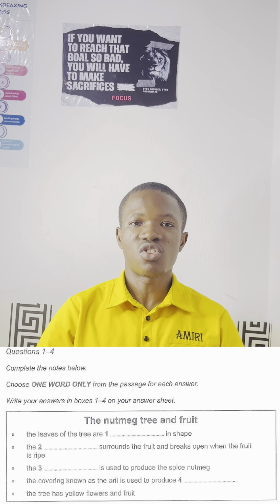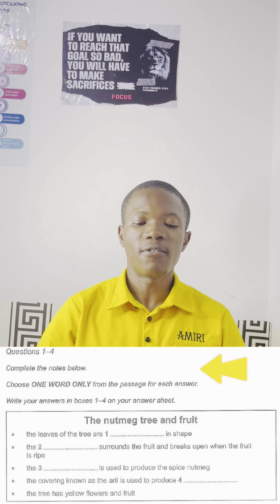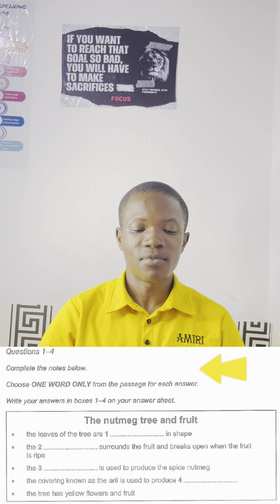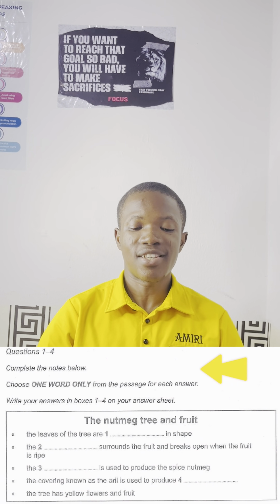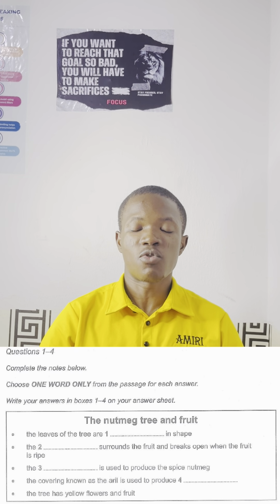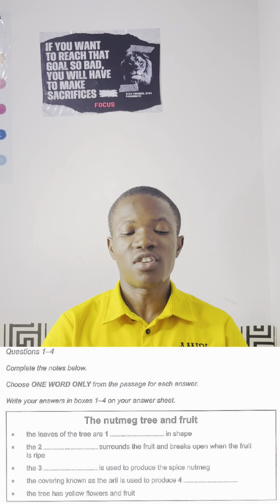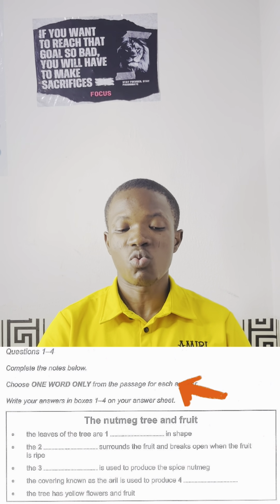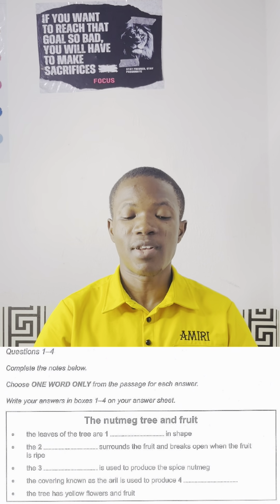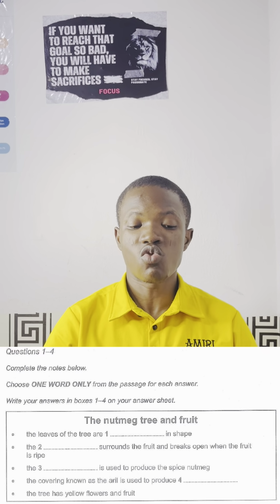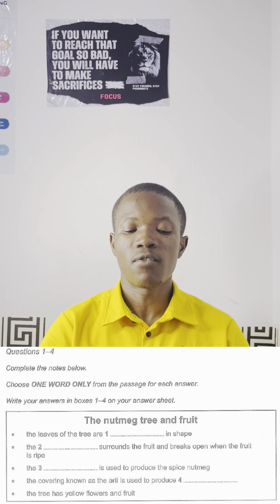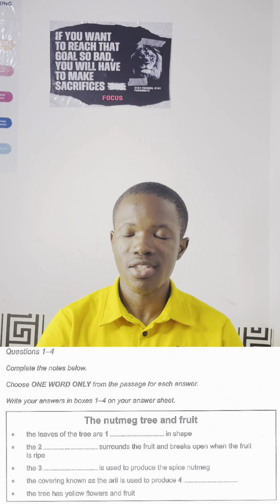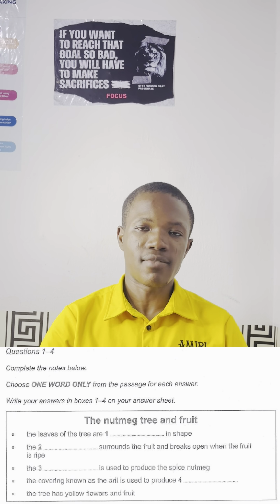So you have an instruction that says, choose one word only from the passage for each answer, meaning that you have to select a word from the passage in order to be able to fit that word into the gap that has been provided. And then you have an instruction that says, write your answers in boxes 1 to 4 on your answer sheet. So all that's expected of you to do on your answer sheet is just to write the exact word that you have selected. You do not need to write the notes down in your answer sheet. Please bear that in mind.